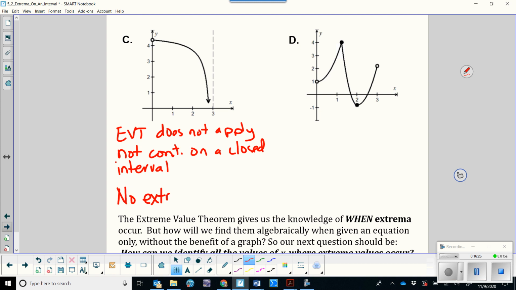So that's my quick way to say I don't have both. Okay, extrema is the plural. So I have no extrema because I have an open circle here and an arrow that goes down here. So I have no extrema there.